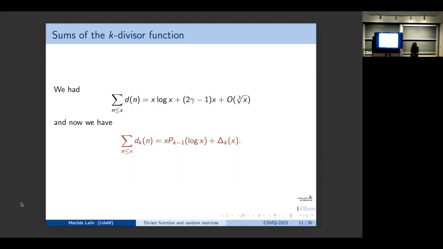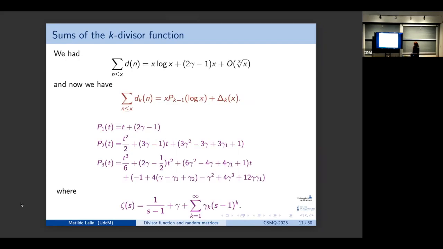So for example, I wrote here the first few. This is the one that we have for D2, then the one for D3, for D4. The coefficients have to do with the coefficients of the Laurent series of the zeta function around s equals 1. And obviously they become more and more complicated.